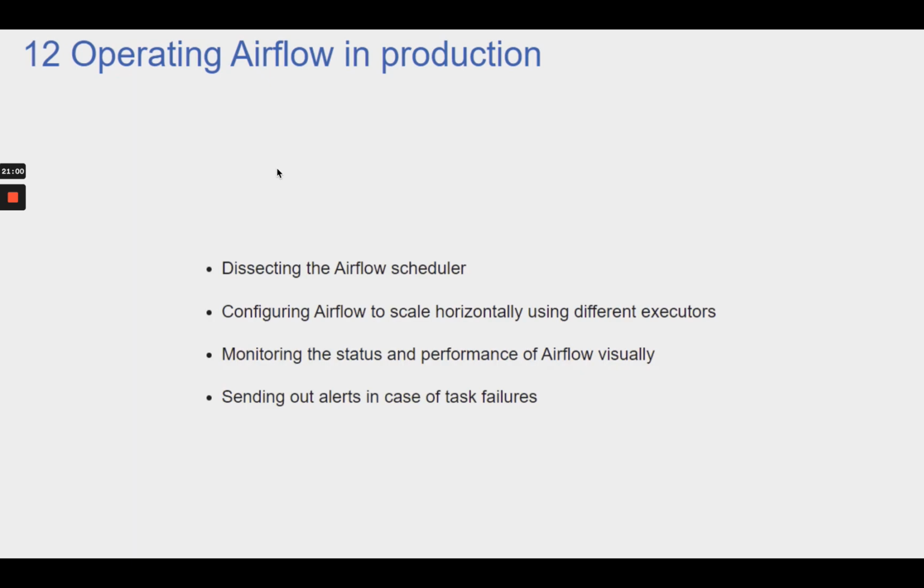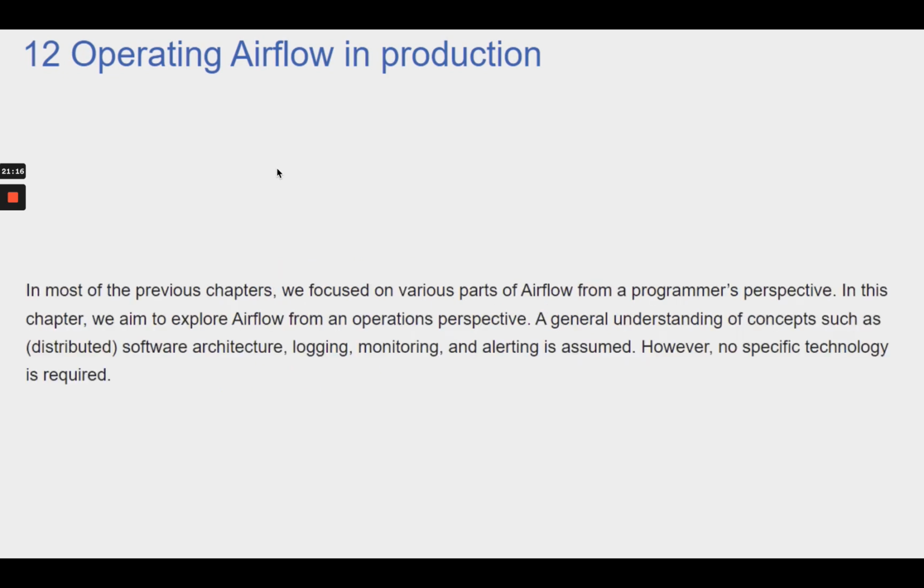Chapter 12. Operating Airflow in Production. This chapter covers dissecting the Airflow scheduler, configuring Airflow to scale horizontally using different executors, monitoring the status and performance of Airflow visually, and sending out alerts in case of task failures.